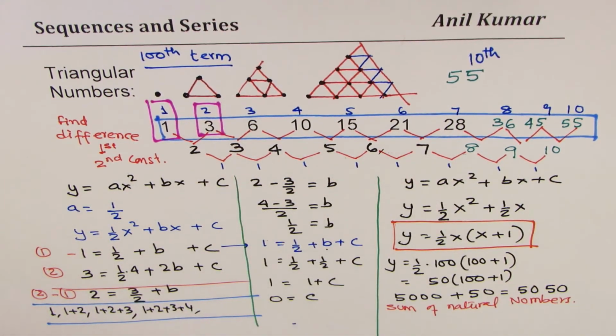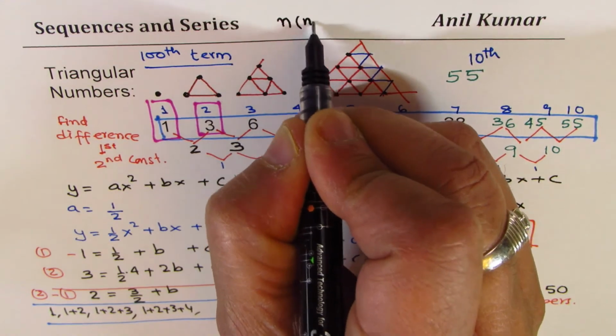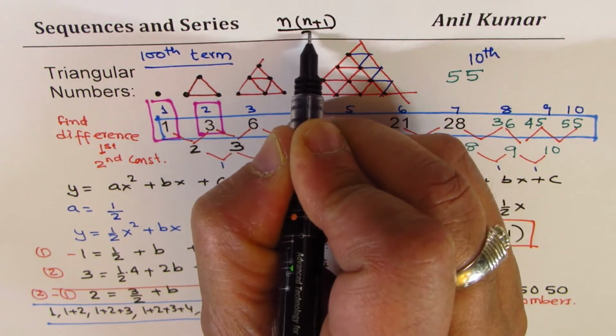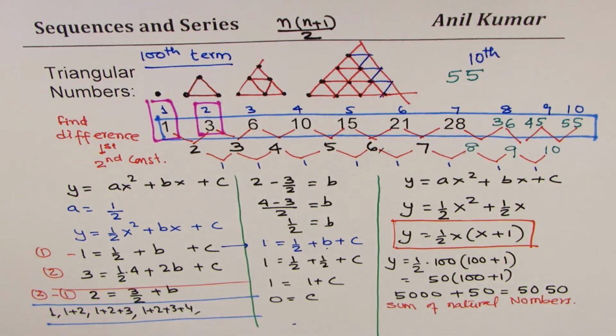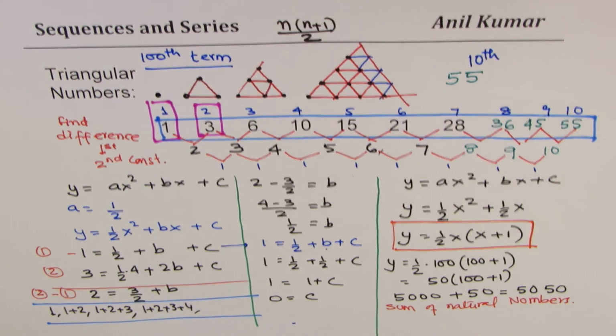So it is the sum of natural numbers, like this. Do you see that? So the sum of natural numbers formula is also the same, which is n times n plus 1 divided by 2. So triangular numbers represent sums of natural numbers also. So I hope you find it very interesting. And now we will see how to find the 100th term in tetrahedral numbers.